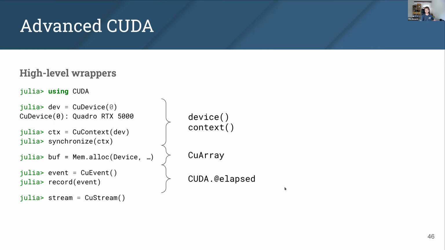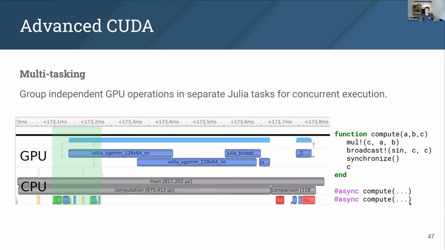And finally, streams, which are typically used to perform multiple independent operations in parallel, you can avoid having to use your own streams by just wrapping GPU computation in Julia tasks. Because CUDA.jl is going to manage streams for you, and if it detects that operations are being issued from different Julia tasks, then it will automatically use a different stream, and that both for kernels and for library operations.